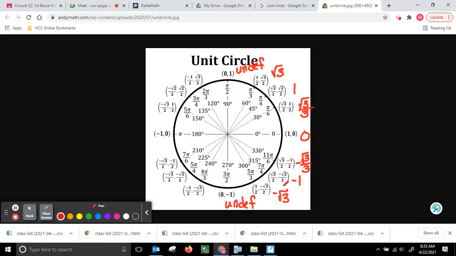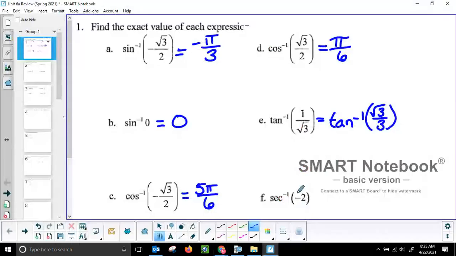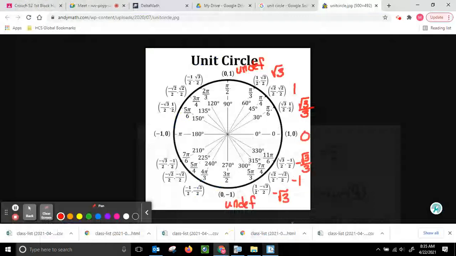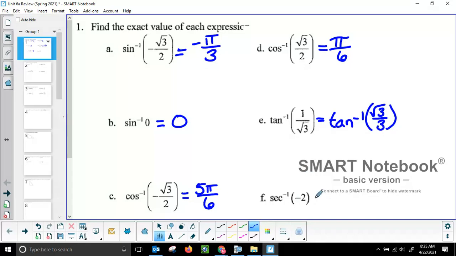Okay, so our current problem asked, where is my tangent square root of 3 over 3? So we go back here. Positive square root of 3 over 3 occurs right here at pi over 6. So this is equal to pi over 6.